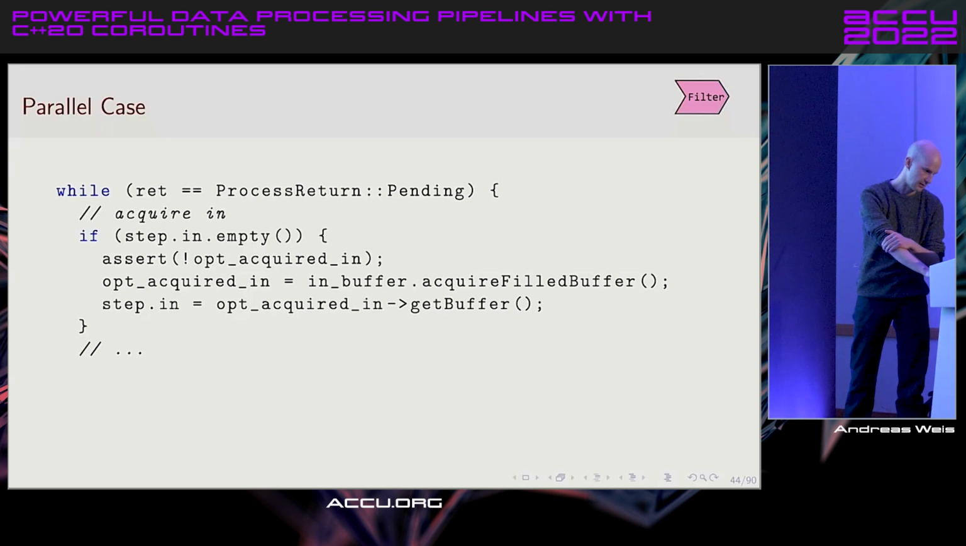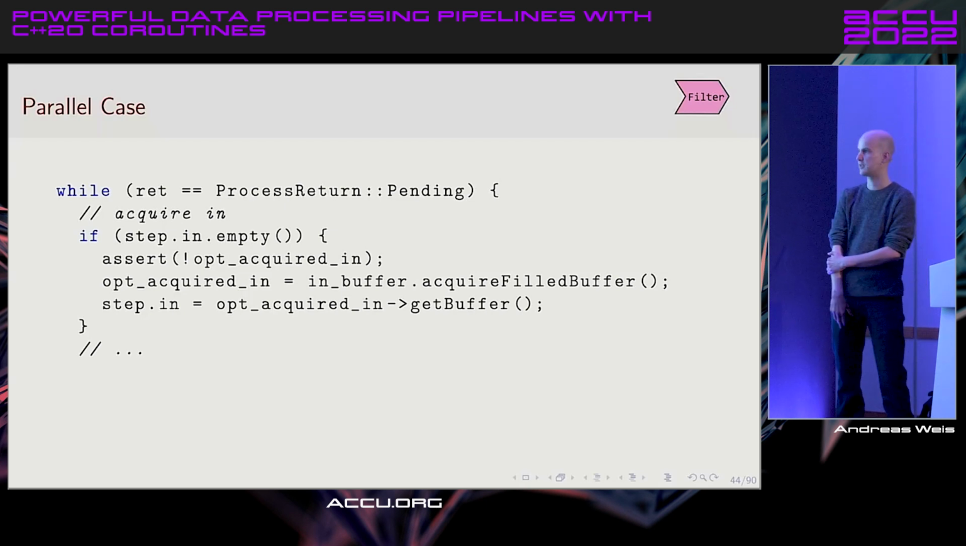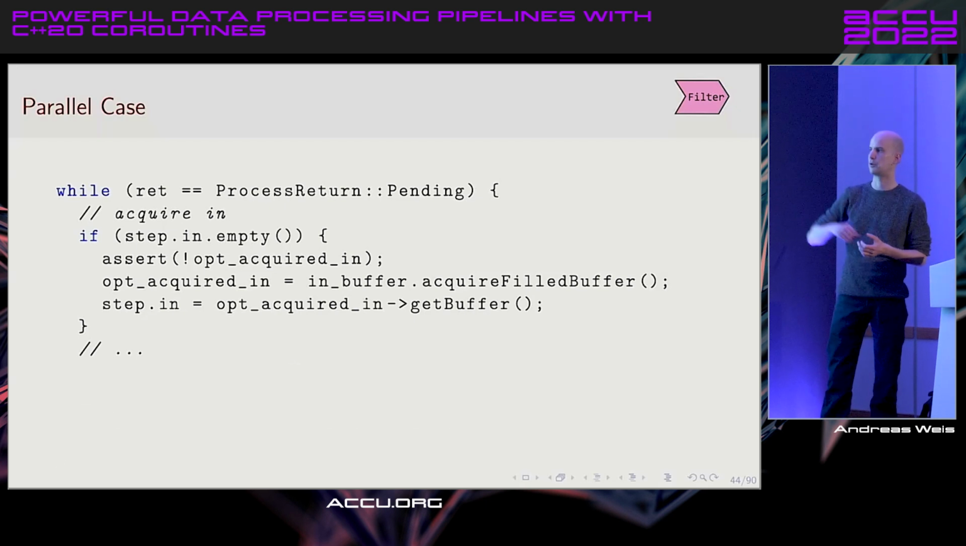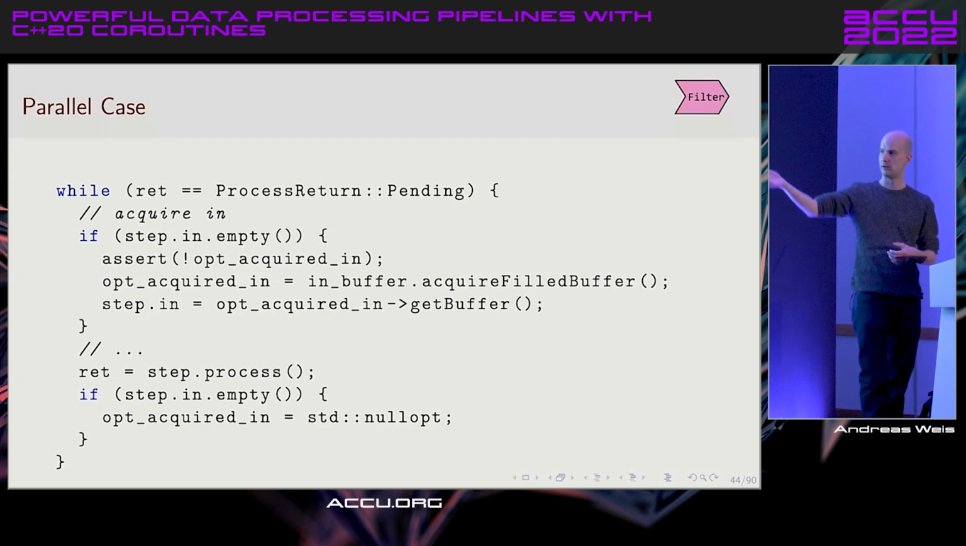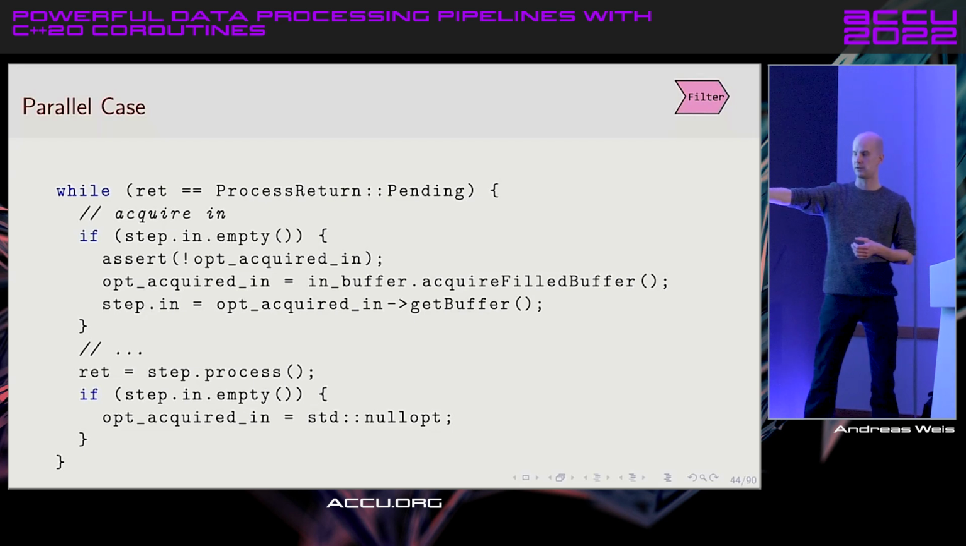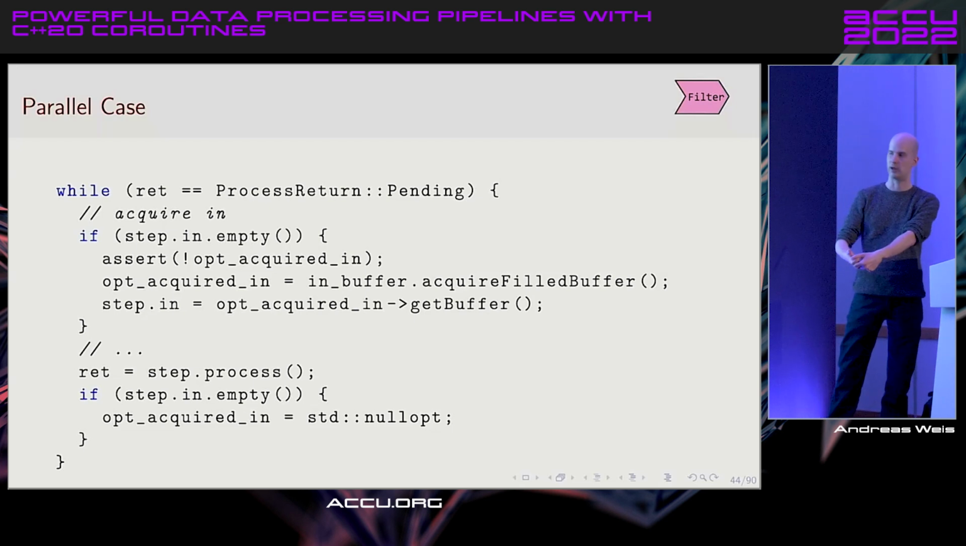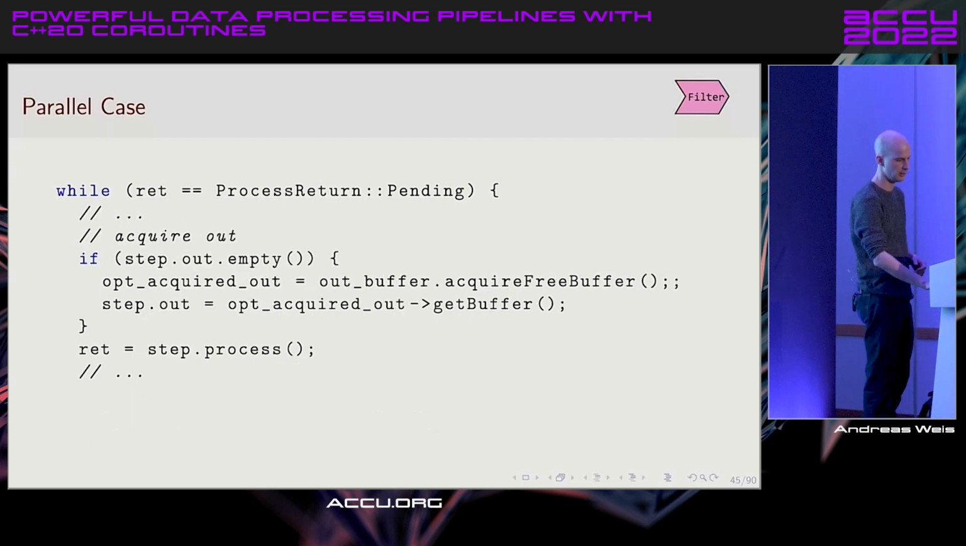In any case, if my input buffer is empty, then that means my optional is not holding on to any object at the moment, so I'm going to acquire one from the ring buffer, then set it up on the process step, then call the process function, and if that exhausted the input buffer, I'm going to release the RAII guard, thereby unblocking my neighbors from using this buffer again.